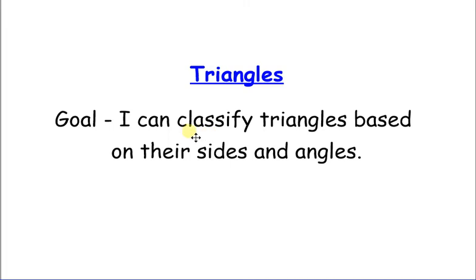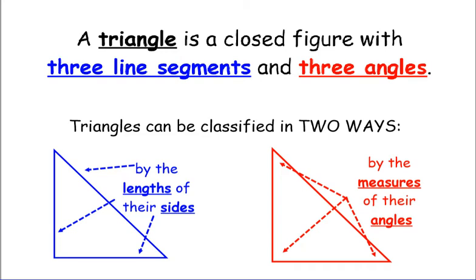So your goal for today is: I can classify triangles based on their sides and on their angles. So we're going to learn how to talk about triangles regarding their sides and their angles, just like we did with quadrilaterals, where we talked about their sides being parallel and congruent, and we talked about their angles as well. So let's go ahead and get started.